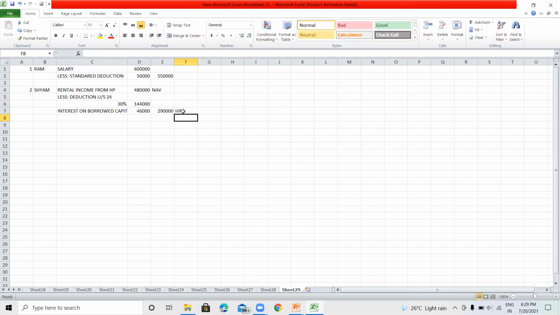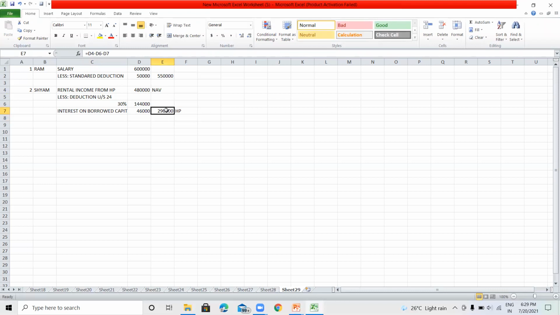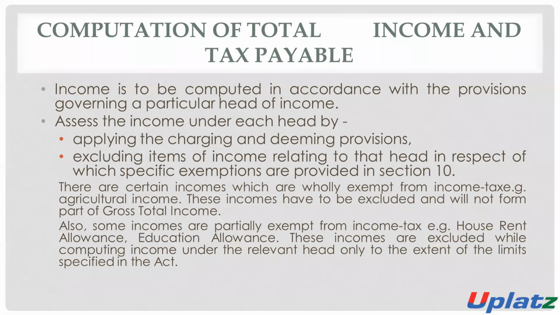After the classification, we will apply the provisions of such a particular head, and after that we will calculate the amount which will be taxable under that particular head. The income is to be computed in accordance with the provisions relating to that particular head of income.